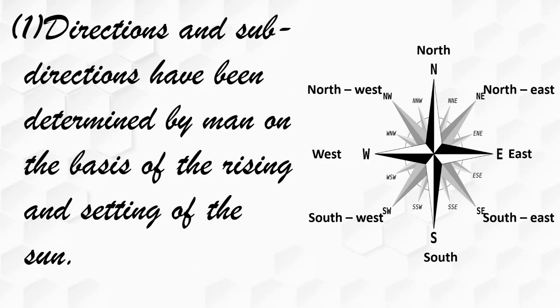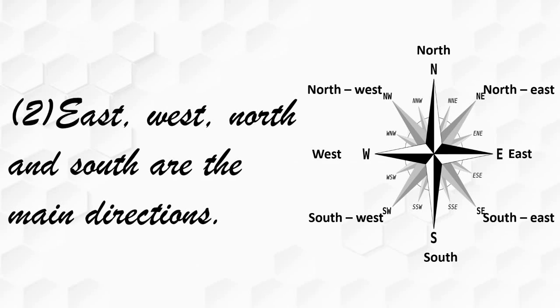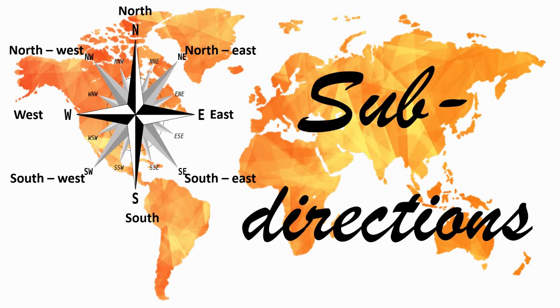Students, now I have already taught you about direction. In the next slide, I will teach you in detail about subdirections. This is determined by man on the basis of the rising of the sun. East, west, north and south are the main directions. So students, let us now learn about the subdirections.